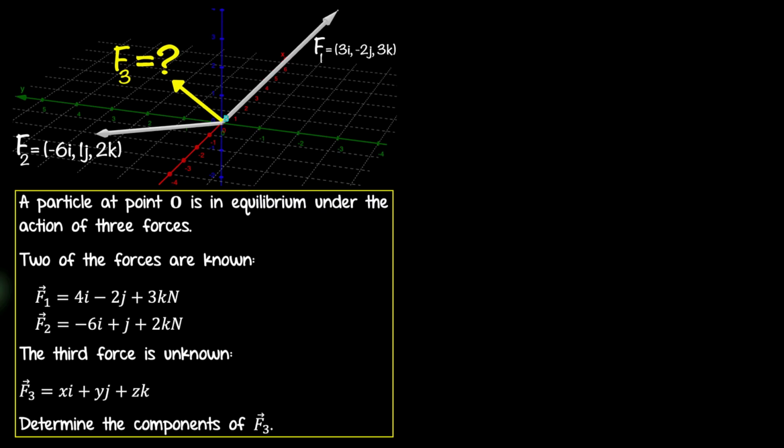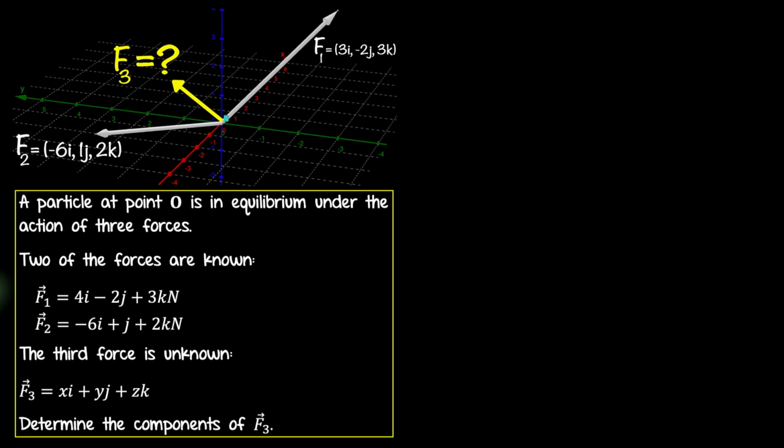So here we have a set of three-dimensional vectors, and we're meant to determine what F3 needs to be so that our system is in equilibrium. What's happening here is that we have some particle at point O, which represents our origin, and it is in contact with three forces that are acting through that same point. So this is some sort of concurrent force system.